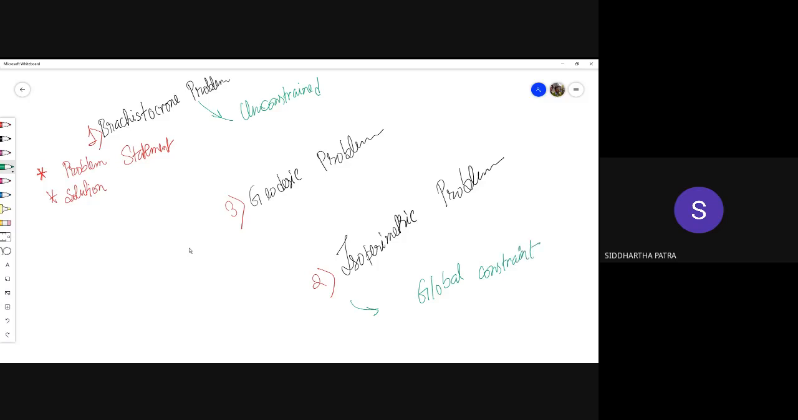Okay, and the geodesic problem uses a localized or local constraint. Once you go through each of these, you'll know what is meant by a global or a local constraint. And I'm also not giving away the meaning of the geodesic and isoperimetric problems. For that, you can go through my notes. I think there is quite a bit of detail in there.